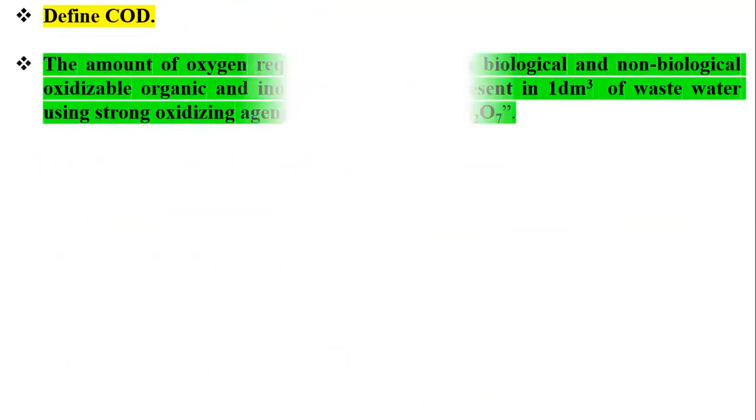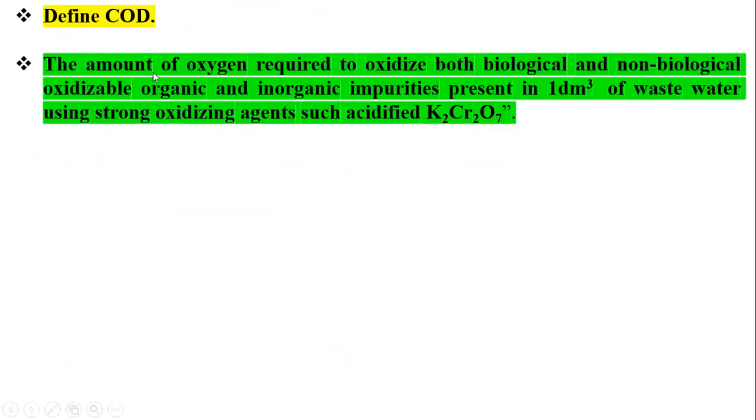Next, define COD. What is the definition of COD? It is the amount of oxygen required to oxidize both biologically and non-biologically oxidizable organic and inorganic impurities present in 1 dm cube, nothing but 1 liter or 1000 ml, of wastewater using a strong oxidizing agent such as acidified K2Cr2O7. That means they will consume oxygen. However much waste is there, that much amount of oxygen will be required to oxidize all the types of impurities.